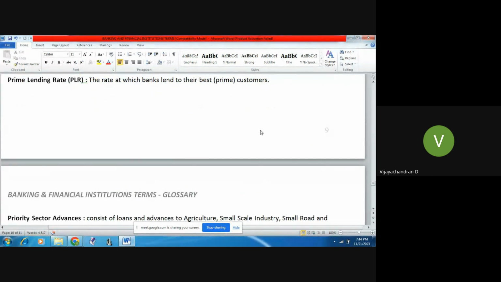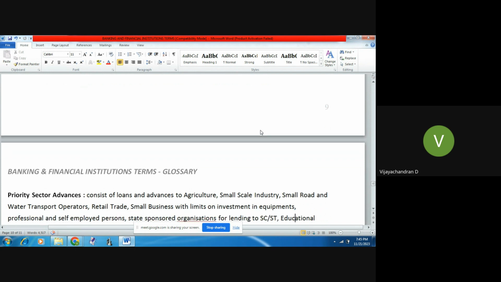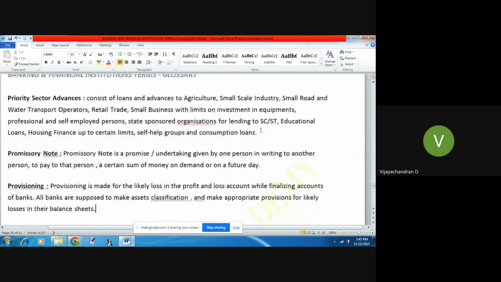PLR, as I told you, prime lending rate, the base rate, the basic rate. Above that, they will lend, at a margin. So that is the base level. Priority sector: agriculture and education come under priority sector loans.